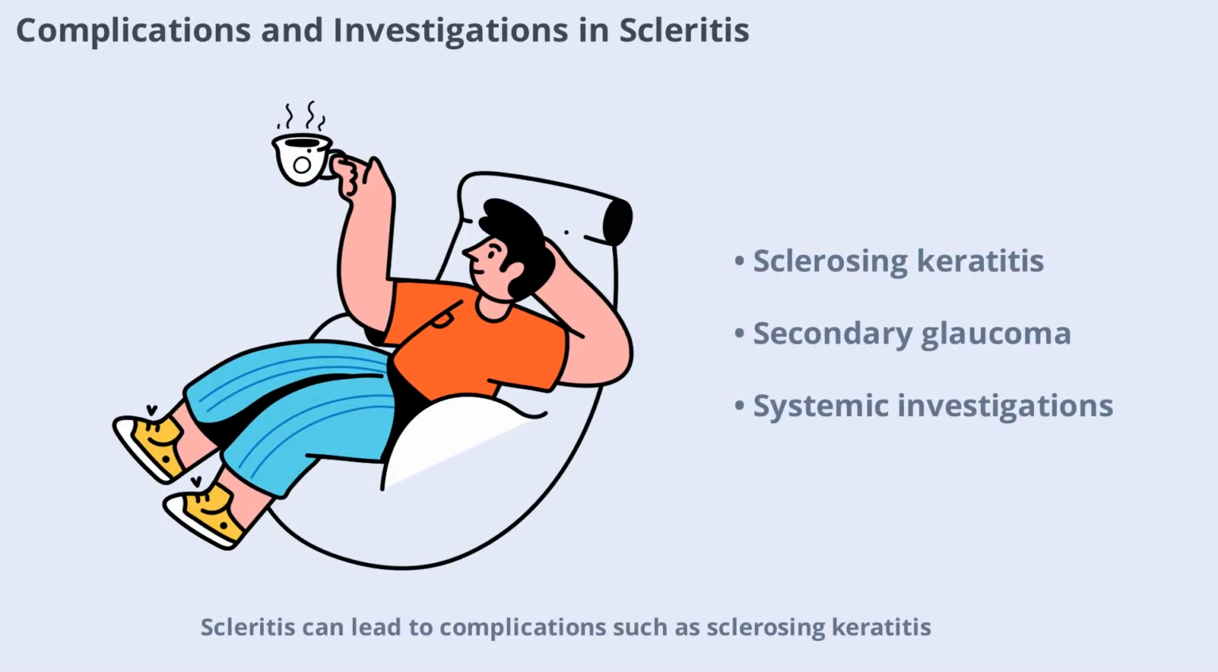Scleritis can lead to complications such as sclerosing keratitis, uveitis, secondary glaucoma, and staphyloma due to scleral thinning. Investigations should include tests to rule out systemic diseases and ocular ultrasonography if needed. Early and accurate diagnosis is crucial for preventing vision-threatening outcomes.